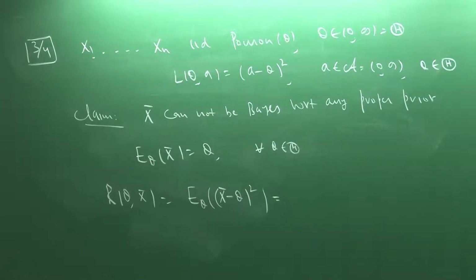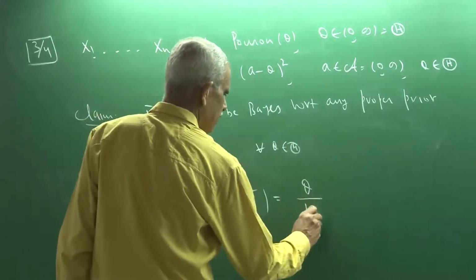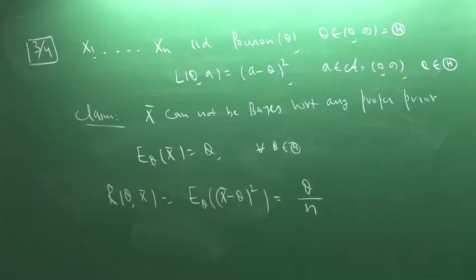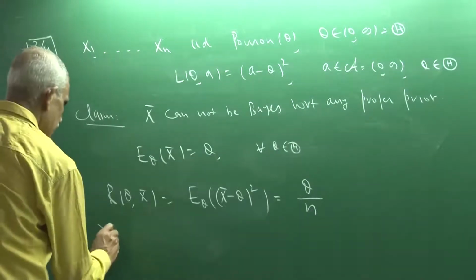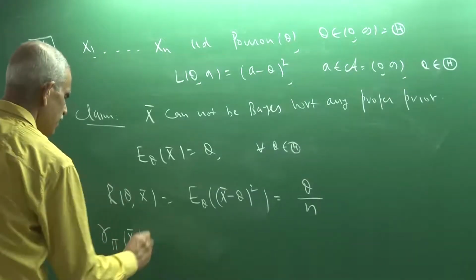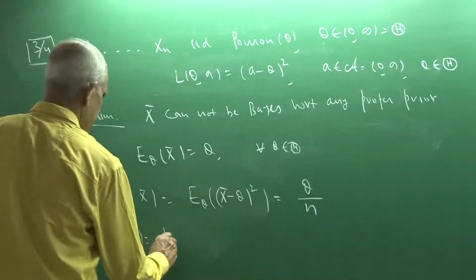So first I consider the classical risk R(theta, x bar), which is expected value of x bar minus theta whole square. Since x bar is unbiased for theta, it is same as variance of x bar, which is same as sigma square by n. And what is the variance of Poisson? Same as the mean. So it is same as theta by n. Right? Because variance of Poisson is same as its mean. So what is r pi x bar with respect to any prior? That is same as expected value of theta by n.